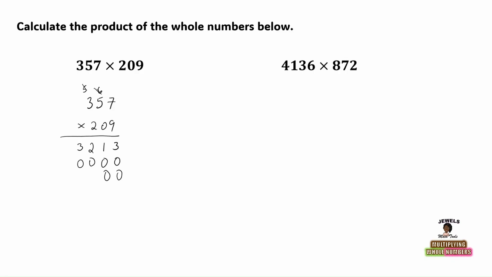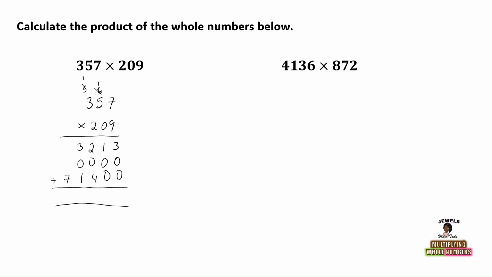and we'll begin multiplying by 2. So 2 times 7 is 14. We write our 4 and carry the 1. 2 times 5 is equal to 10 plus 1 is 11. We write our 1, carry the 1 to the next column. 3 times 2 is 6. 6 plus 1 is equal to 7.